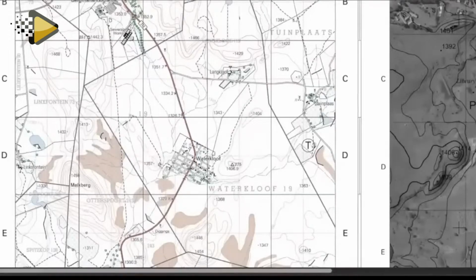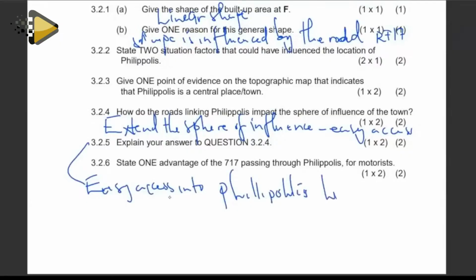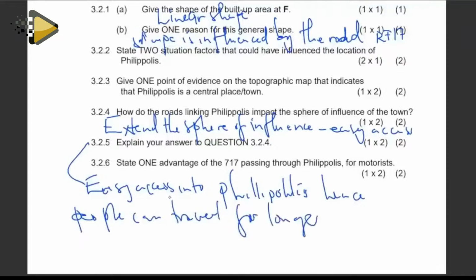Right, our next question is saying, explain your answer. I think I've explained by that explanation. Because of the roads, there is easy access. People can easily access Philippolis. There is easy access into Philippolis. Hence, people can travel for longer distances. People can travel for longer distances to access goods and services there because there is easy access.